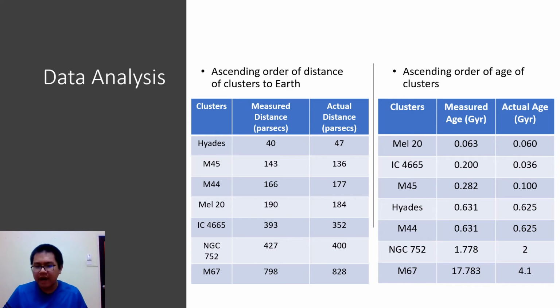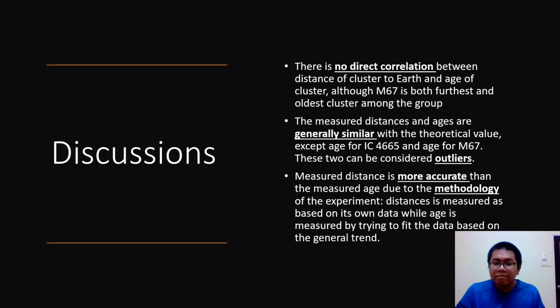Next, in terms of the error, we found that the measured distance and the actual distance correspond quite well, but in terms of the age, they don't correspond so well. The reason why will be discussed more in the discussion. Based on the data earlier, we see that there's no direct correlation between distance and age, although coincidentally, M67 is both the furthest and the oldest cluster.